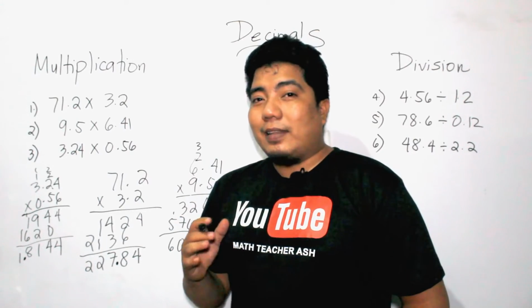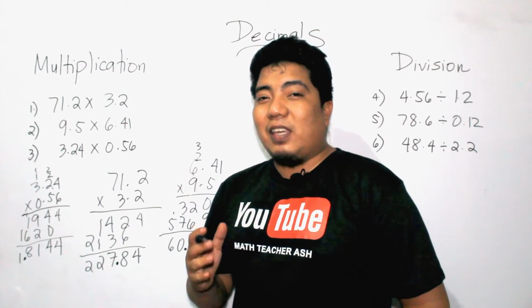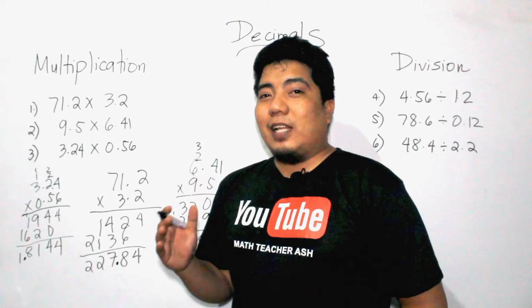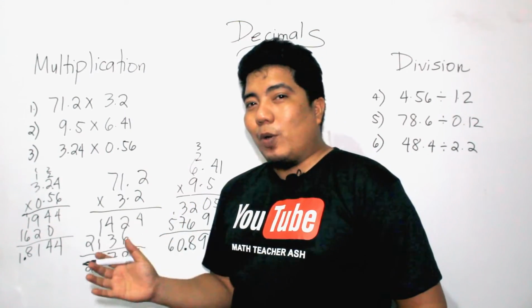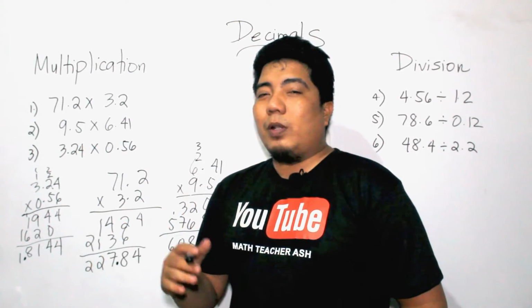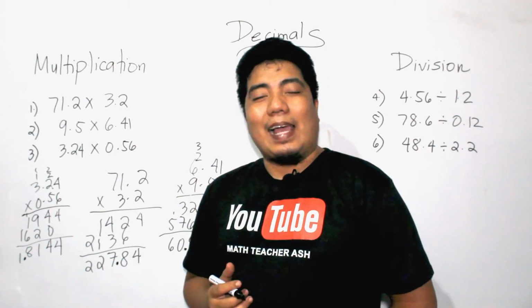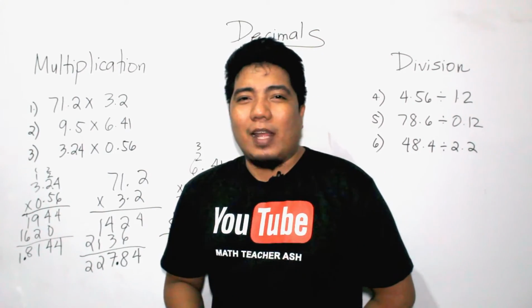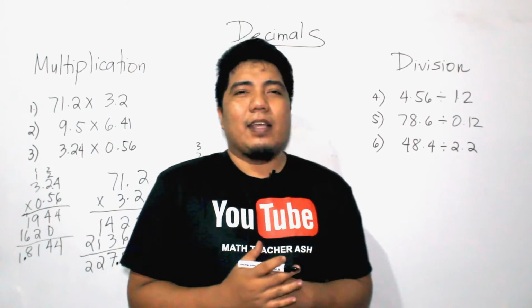So very easy in multiplying decimals. Remember, the technique is just to count all the given place values after the decimal point. You add all the place values and that will be followed for your final answer. Easy, right? Now, let us go to dividing decimals.